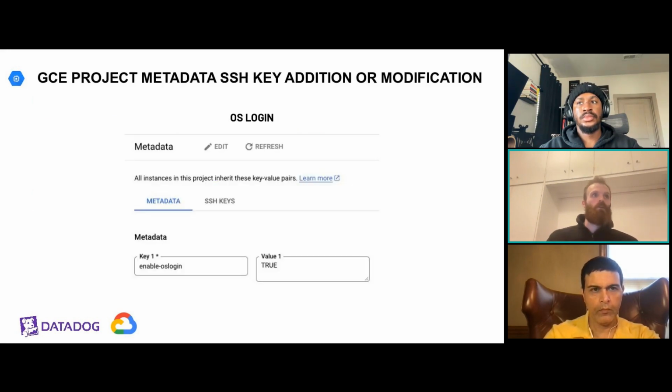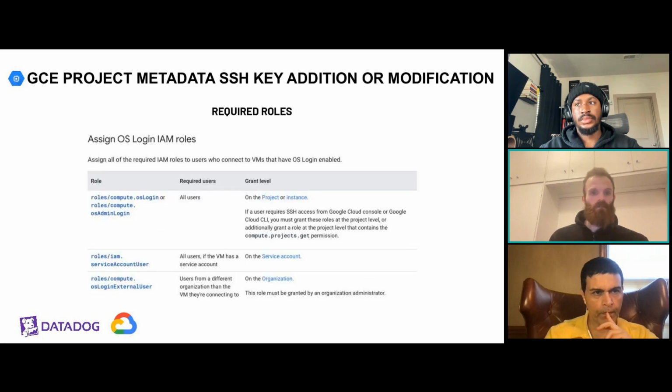So just to touch a little on OS login. This is a feature that lets you use compute engine IAM roles to manage SSH access to Linux instances. We can see there in the metadata the key value pair of enable-oslogin set to true, and that sets it to true for all the instances in your project. So OS login simplifies SSH management by linking your Linux user account to your Google identity.